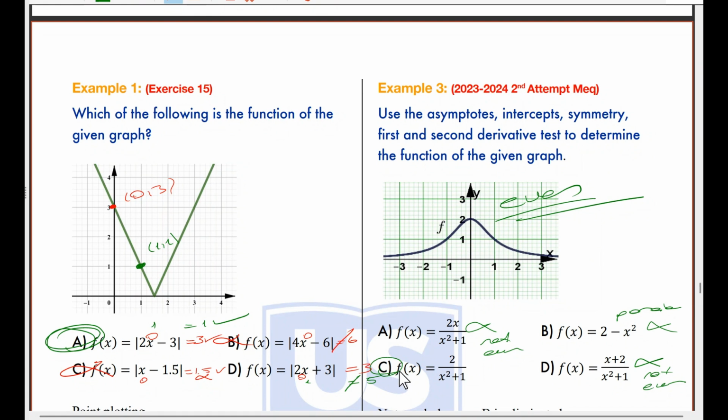So without using any point plotting, I can identify the function from the graph by using evenness, by using the type of the function. That's it. So we don't always have to use point plotting. We can also use intercepts, symmetry, asymptotes to identify the function.